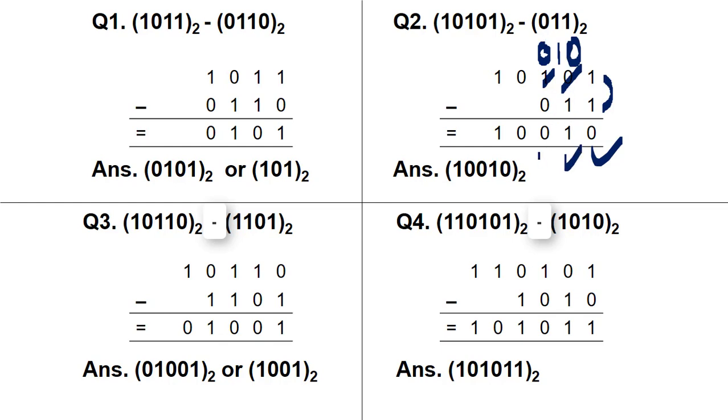Next we have 0 minus 0, result will be 0. Now we have to note down this 0 over this side and this 1 over this side, because bits of the second number are over now. So it means our final answer will be 10010 with a base of 2.